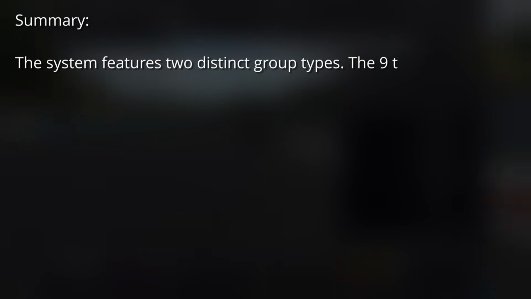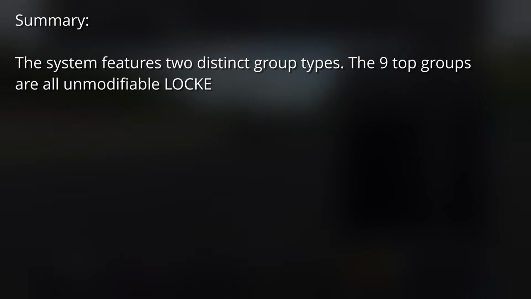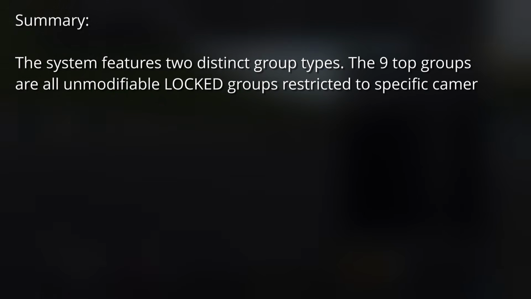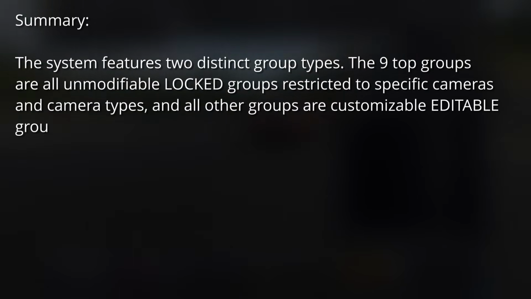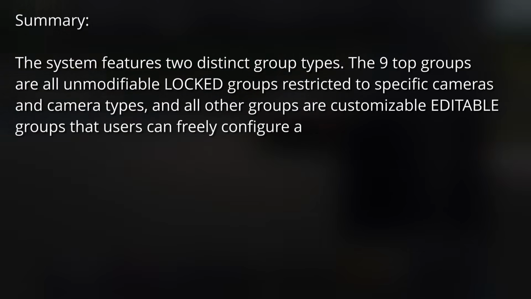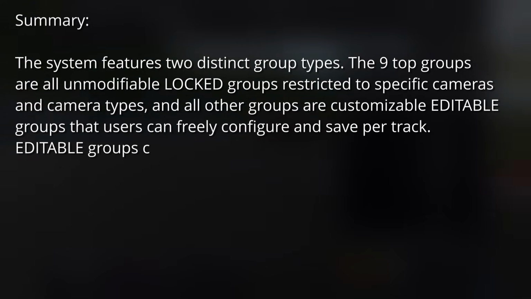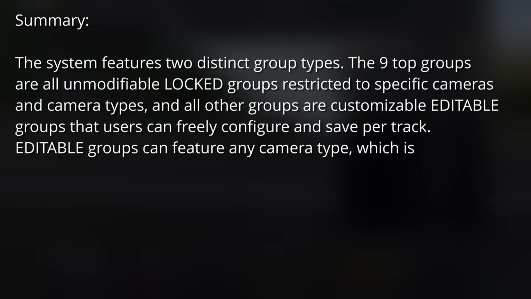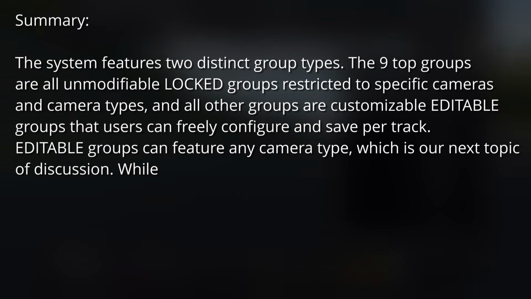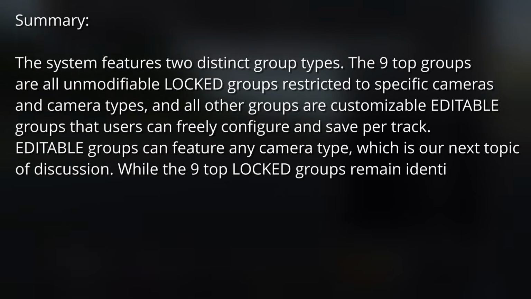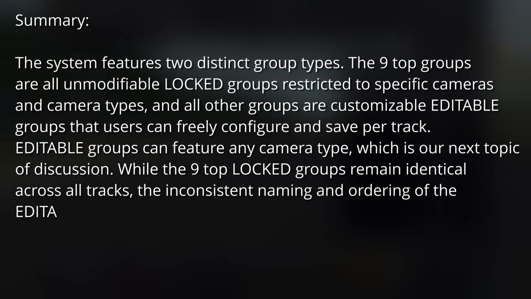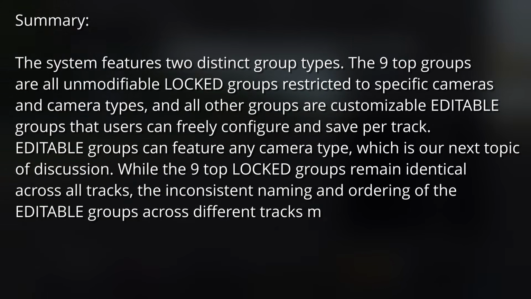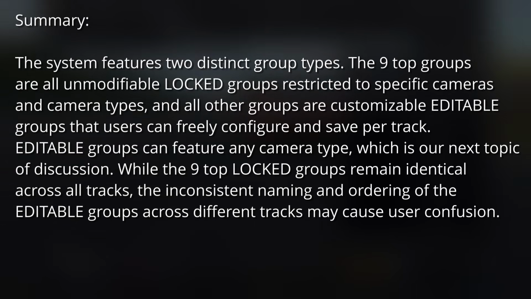Summary: the system features 2 distinct group types. The top 9 groups are all unmodifiable locked groups restricted to specific cameras and camera types, and all other groups are customizable editable groups that users can freely configure and save per track. Editable groups can feature any camera type, which is our next topic of discussion. While the 9 top locked groups remain identical across all tracks, the inconsistent naming and ordering of the editable groups across different tracks may cause user confusion.